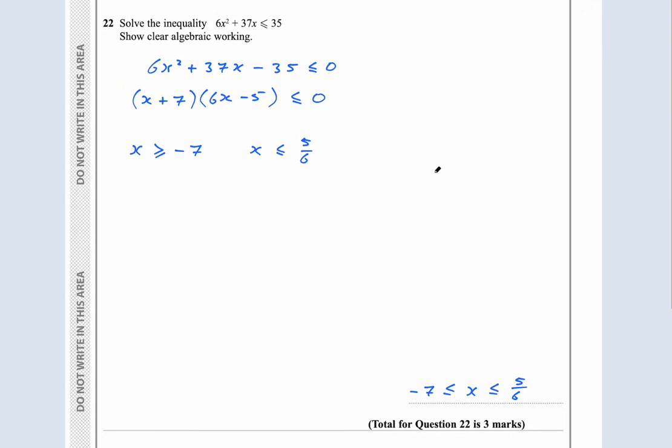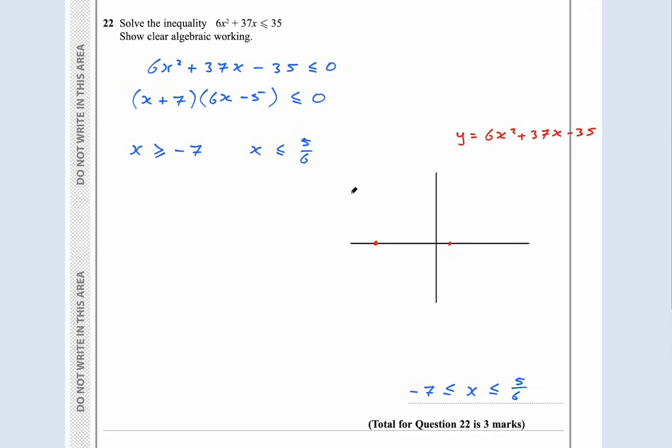Now, if you really want to understand why you put the arrows in this direction, it is because if you were to draw this quadratic, y equals 6x squared plus 37x minus 35, the x-intercepts would be -7 and 5 over 6, because those are the factors.